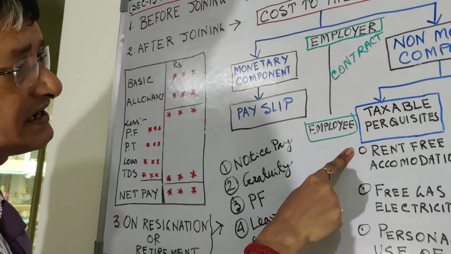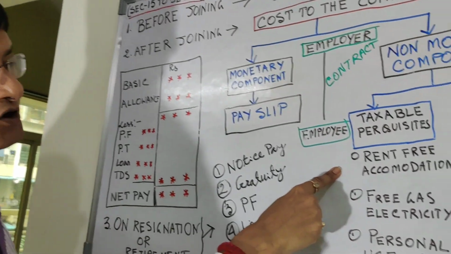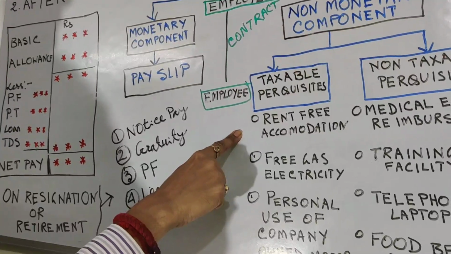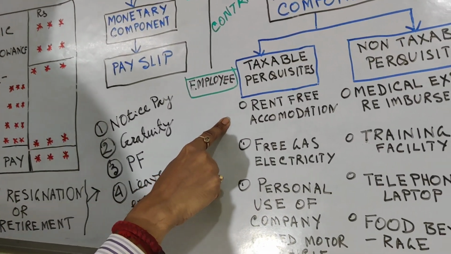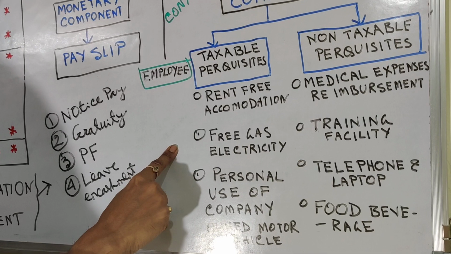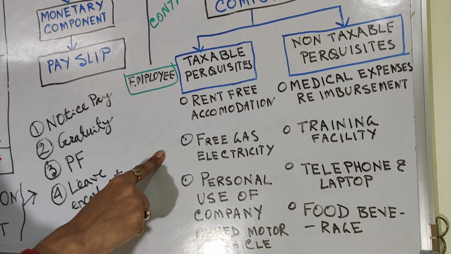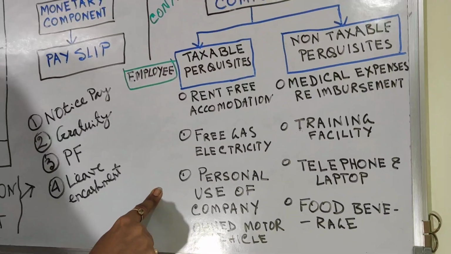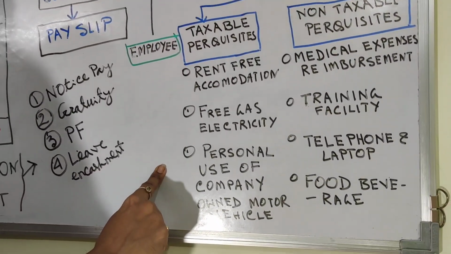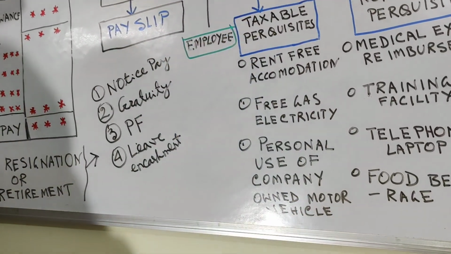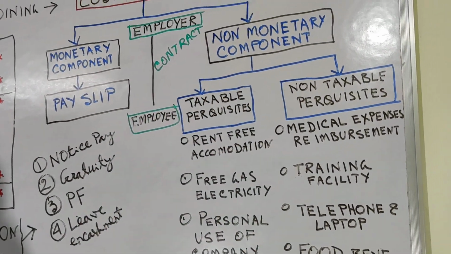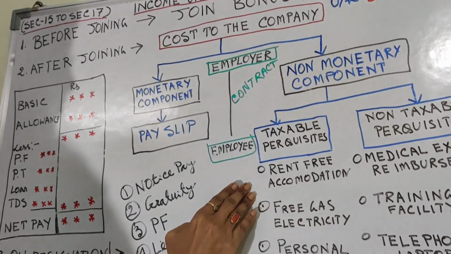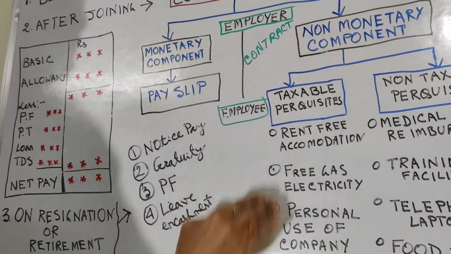The taxable perquisite is basically rent-free accommodation. Sometimes the employer provides accommodation for which the employer is not taking any rent. Sometimes free gas and electricity are also provided to the employee. Sometimes the company can provide a car for personal use. These are certain examples of taxable perquisites. So you need to read the contract to find out what the taxable perquisites are.